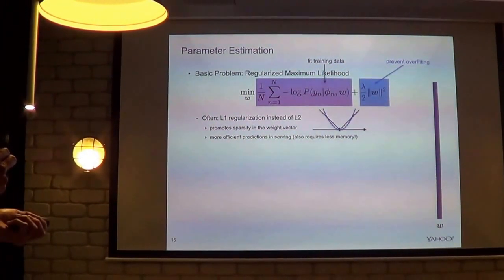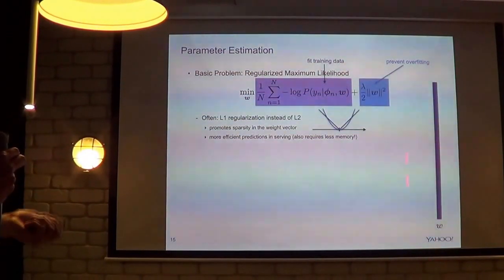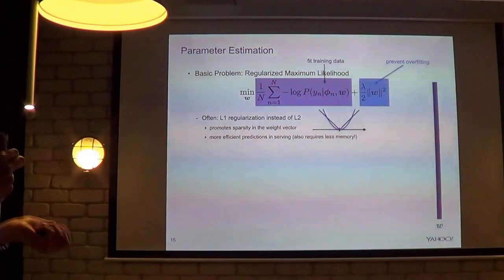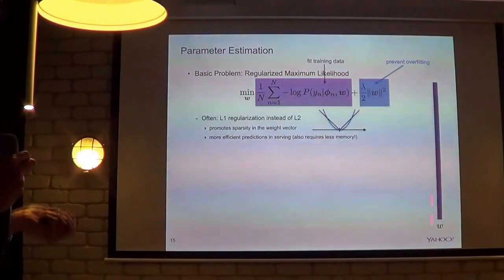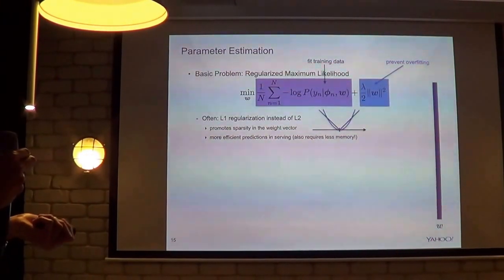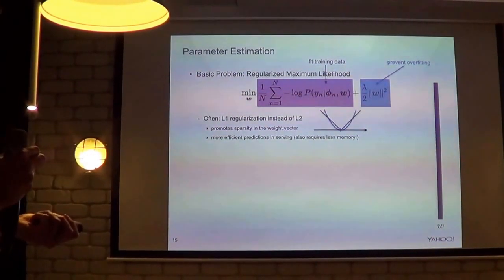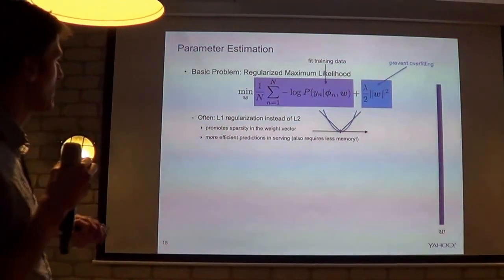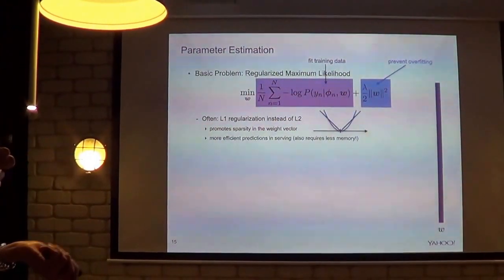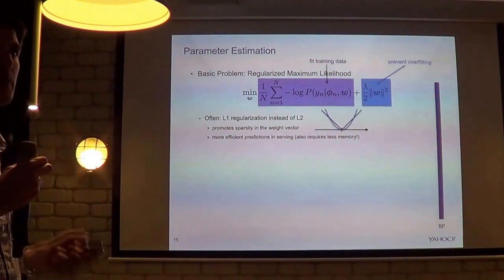So why is sparseness important? Because at predict time, for all the ads that you rank, you need to store this vector in memory, and the fewer non-zero elements you have here, the faster it gets. So it's not only a learning problem, but also a problem at predict time. Yes?